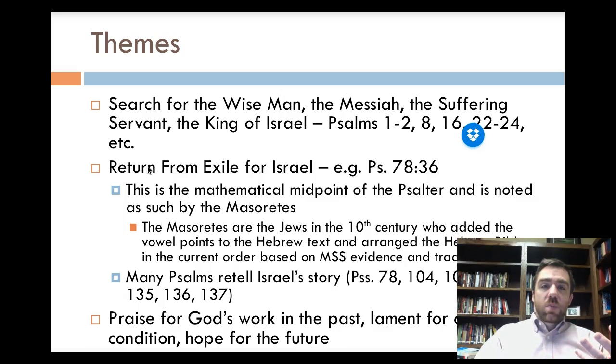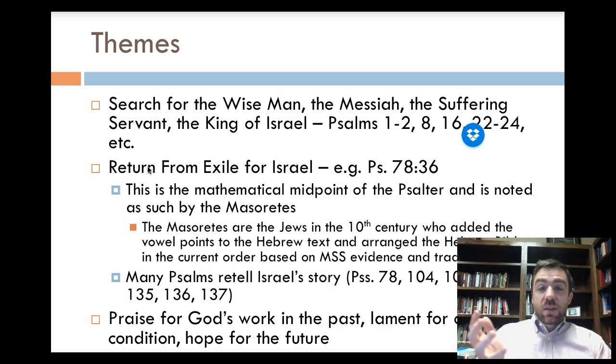When we look at that shape, the thing that we see is that the psalmist is searching for the wise man, Psalm 1, the Messiah, the ruling king, Psalm 2, and the suffering servant, Psalm 3. The king of Israel who's going to come and save his people. We're looking for a return from exile, Psalm 78, verse 36. This is the very middle of the Psalter, and it's looking for the return from exile for Israel.